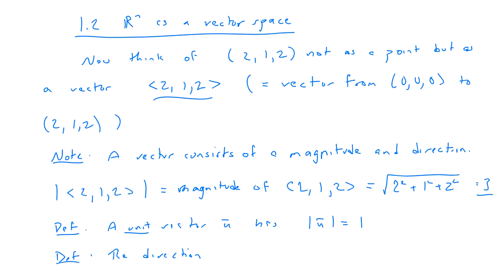The direction of V is a unit vector in the same direction. Okay. So the direction of the vector 2, 1, 2, let me bring this on the next page, but let me break up the vector 2, 1, 2 into its two pieces that we care about.